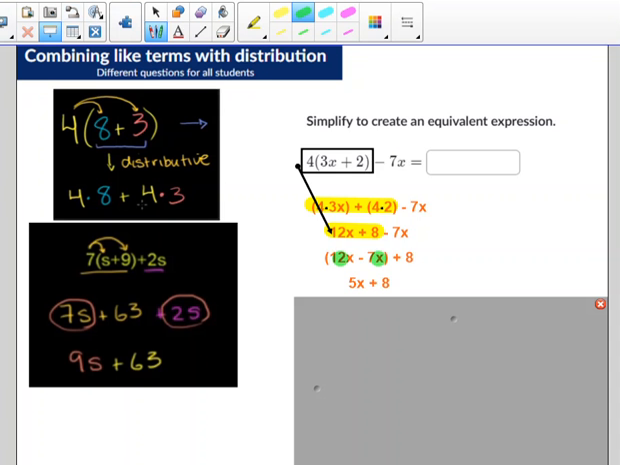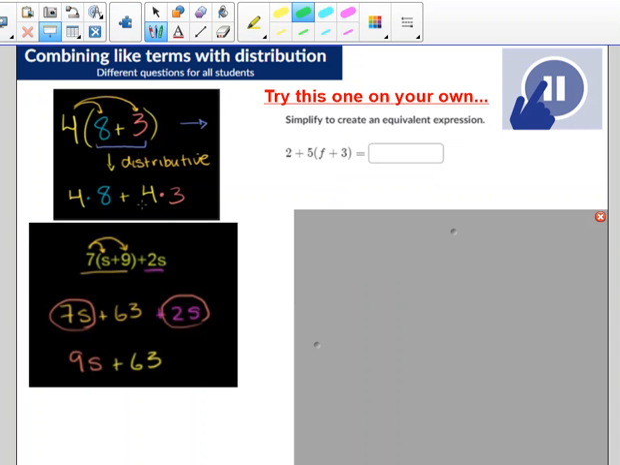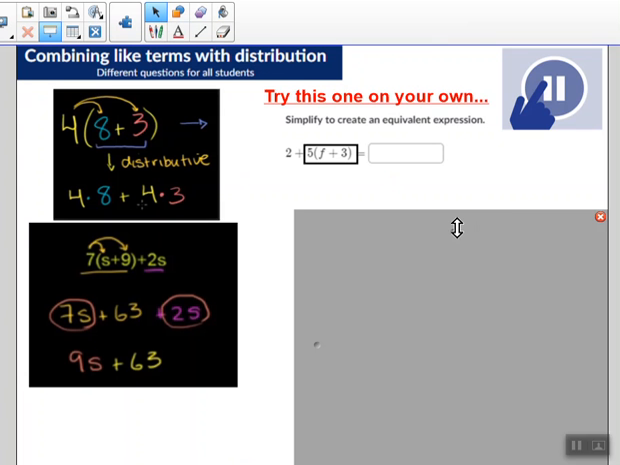What I want to do now is I want to show you the second one, and I want you to try this one. Because again, you got to distribute first. Because when I look right here, I see that there's some distribution that needs to happen right there. So go ahead, pause it, distribute first, and then take your problem further and combine the terms. All right, let's see how you did.